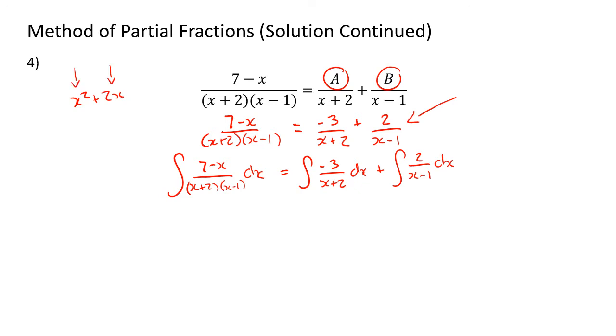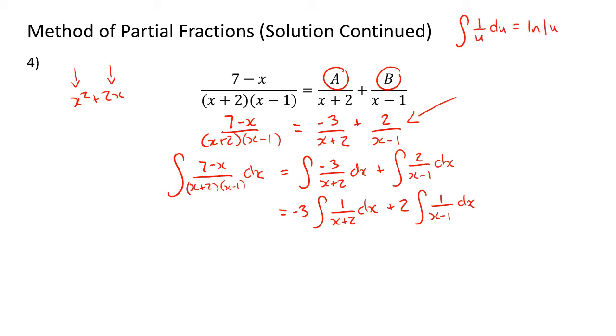The next thing I'm going to do is, when you have a constant in the integral, you can move it outside of it. So this is the same as negative 3 times the integral of 1 over x plus 2 plus 2 times the integral of 1 over x minus 1. These integrals are ones that we've seen before. Remember, the integral of 1 over some function u du is equal to the ln of the absolute value of that function that was in the denominator, u, plus a constant.